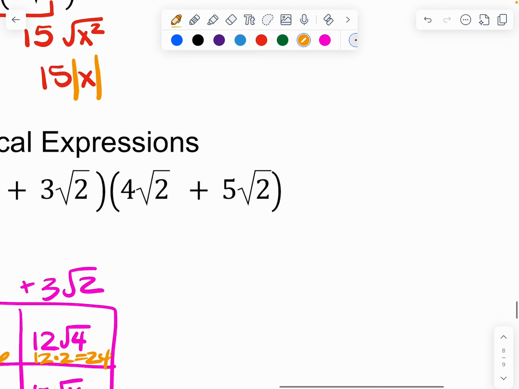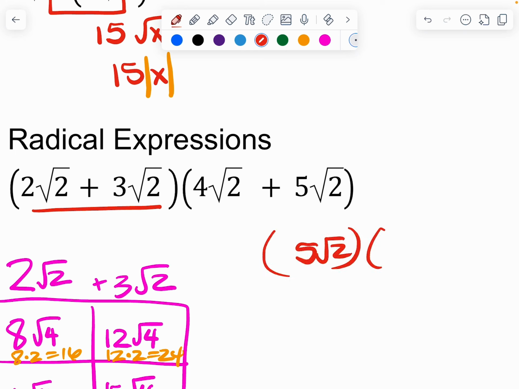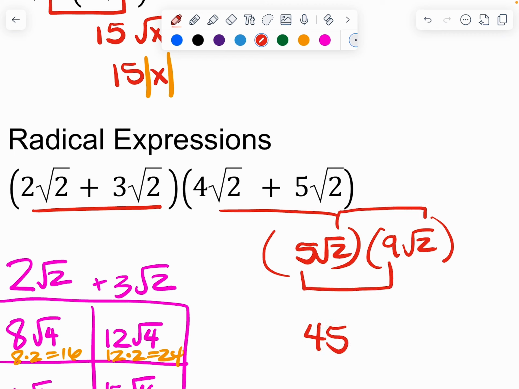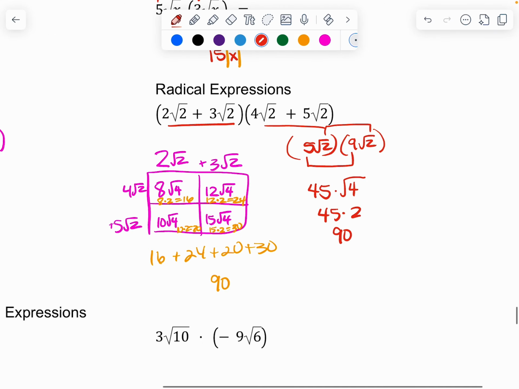And then let's try the easier way to do this. Add these together and you get 5 radical 2. Add these together and get 9 radical 2. If I multiply my coefficients, I get 45. If I multiply my square roots together, I get the square root of 4, which is 2. So 45 times 2, which is 90. So either way, that will come out.